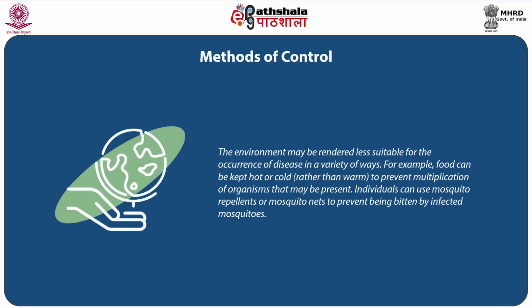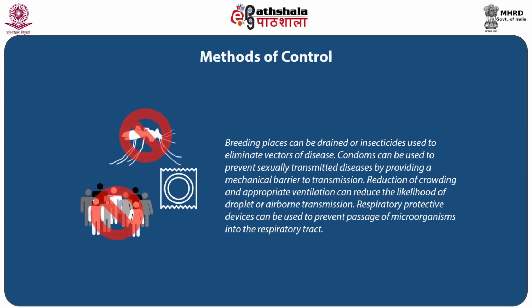The environment may be rendered less suitable for the occurrence of disease in a variety of ways. For example, food can be kept hot or cold rather than warm to prevent multiplication of organisms that may be present. Individuals can use mosquito repellents or mosquito nets to prevent being bitten by infected mosquitoes. Breeding places can be drained or insecticides used to eliminate vectors of disease. Condoms can be used to prevent sexually transmitted diseases by providing a mechanical barrier to transmission. Reduction of crowding and appropriate ventilation can reduce the likelihood of droplet or airborne transmission. Respiratory protective devices can be used to prevent passage of microorganisms into the respiratory tract.